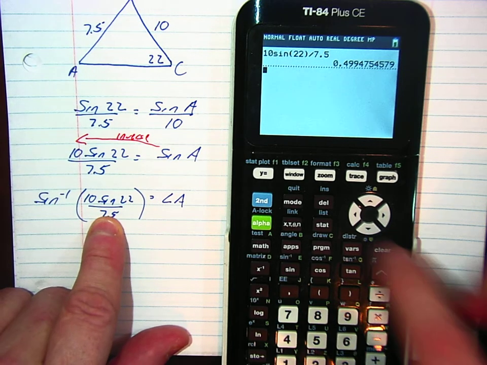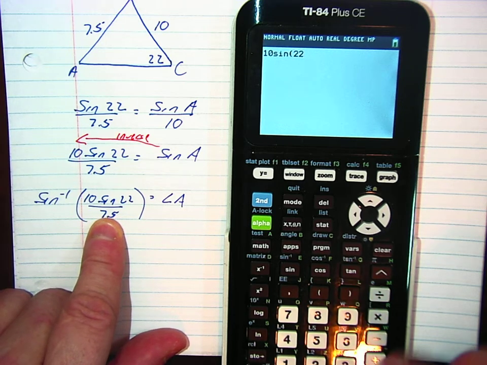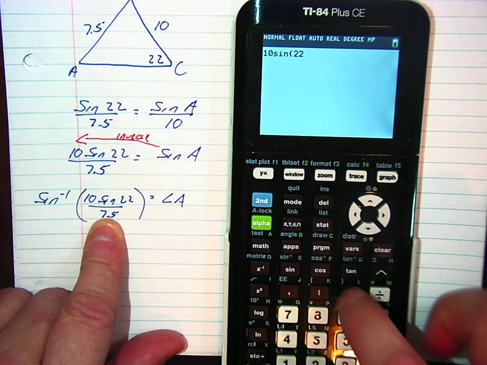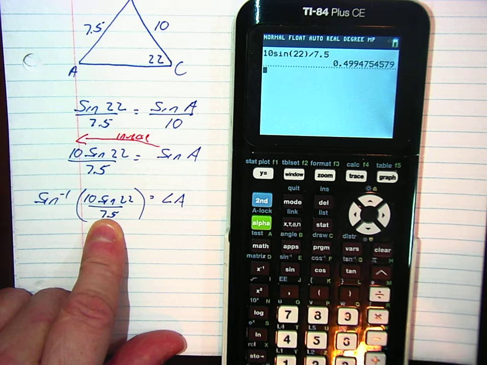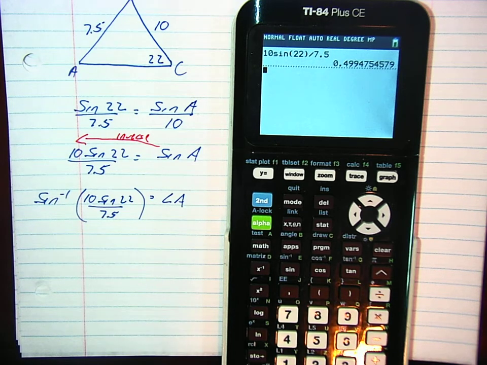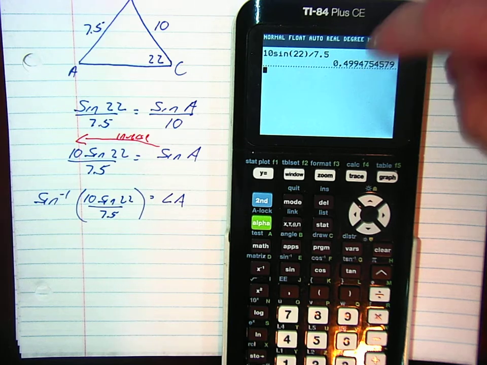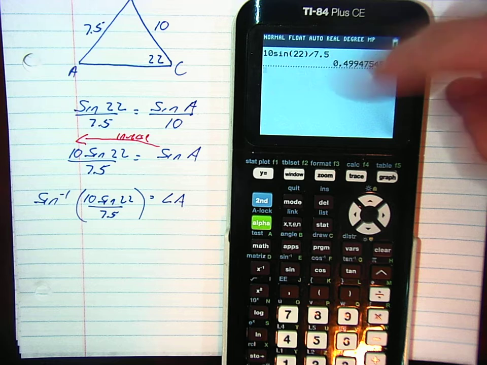So I'm going to say 10 times the sine of 22 divided by 7.5. I didn't end the parentheses. 10 times the sine of 22 divided by 7.5. All right, so 0.499, a bunch of change. Now, I don't ever want you to do this, because I don't want you to round in the middle of the problem and get the angle wrong because you rounded in the middle.